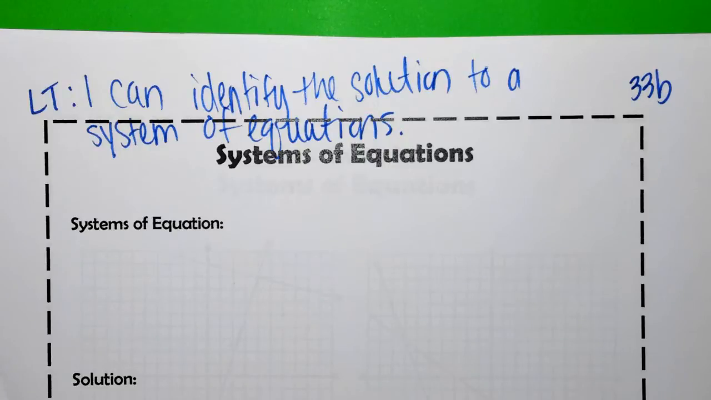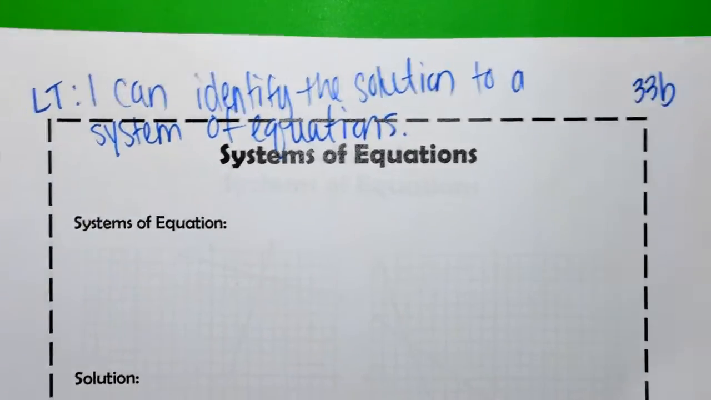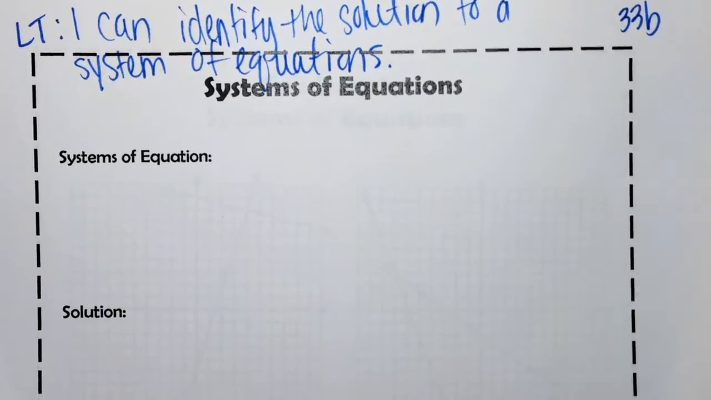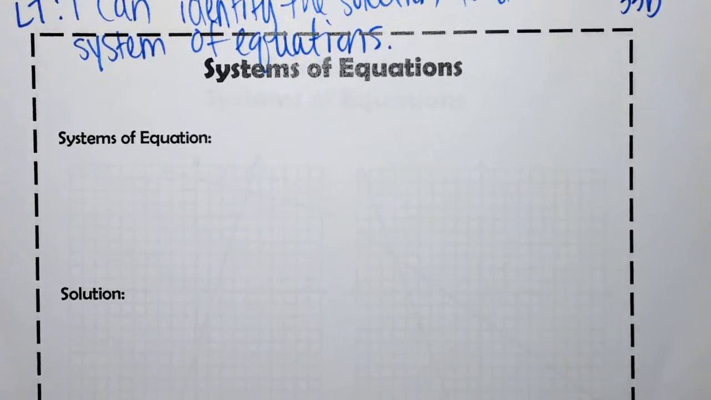And it's super easy. But first we need to talk about what a system is. So what does the word system make you think of? A formula. A formula? Okay, what else? Something organized. Awesome. What else? Steps? Okay, great. What if I said system of equations?